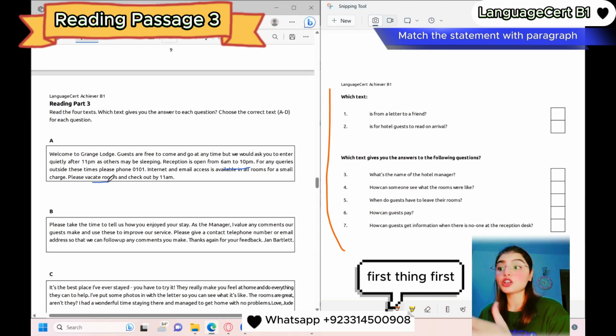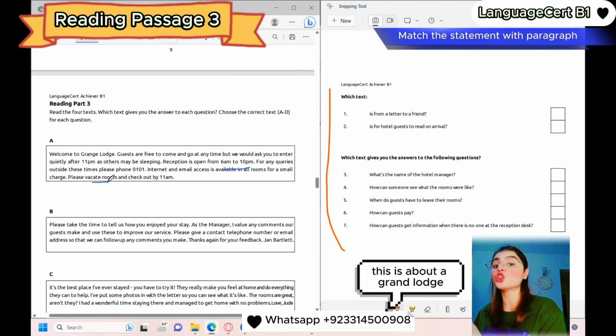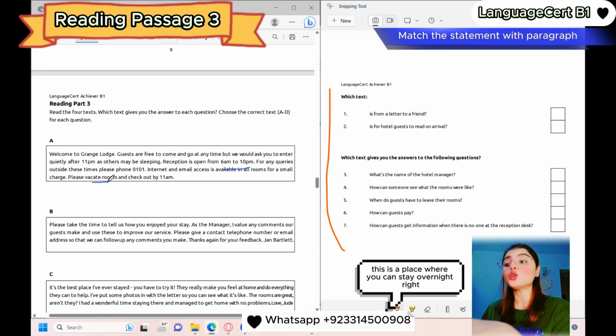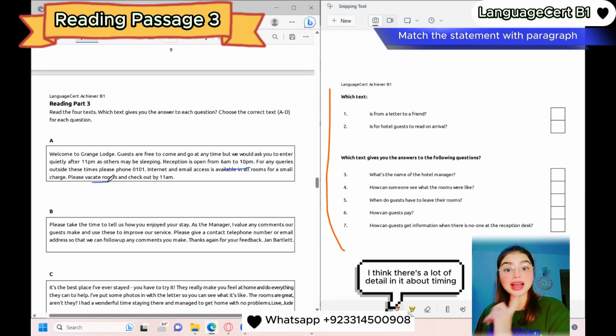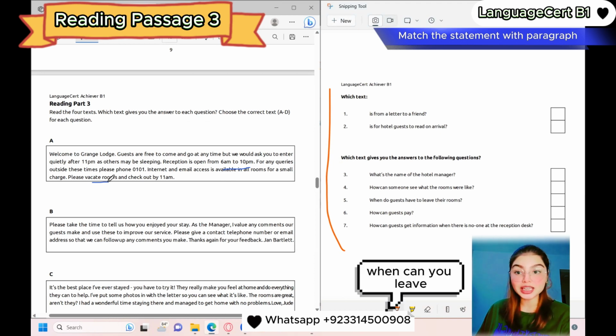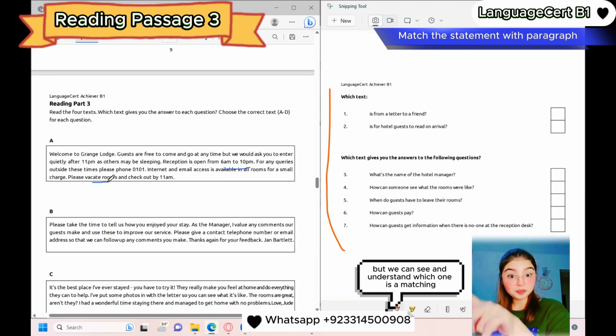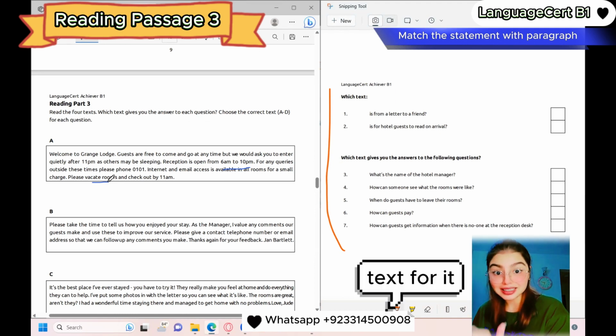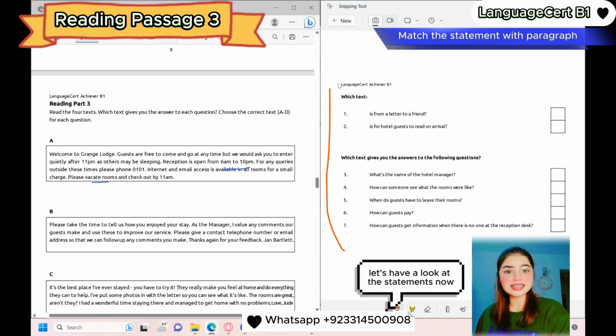Okay, first thing first, this is about a Grange Lodge. This is a place where you can stay overnight, right? I think there's a lot of detail in it about timing, when can you enter, when can you leave, but we can see and understand which one is a matching text for it. Let's have a look at the statements now. It's from a letter to a friend. No, I don't think so. This can be the answer, so we are not going to consider this.